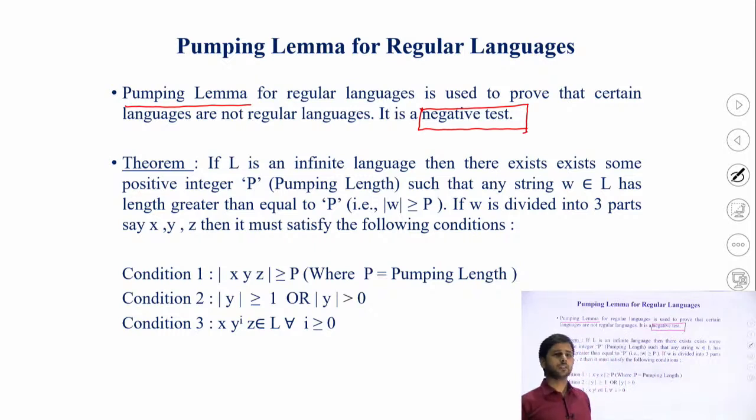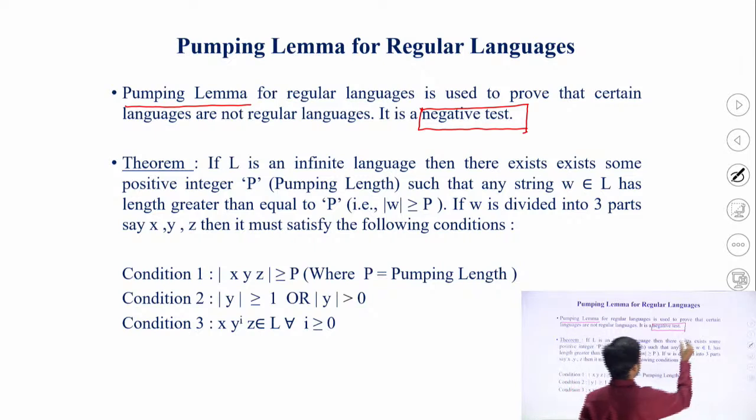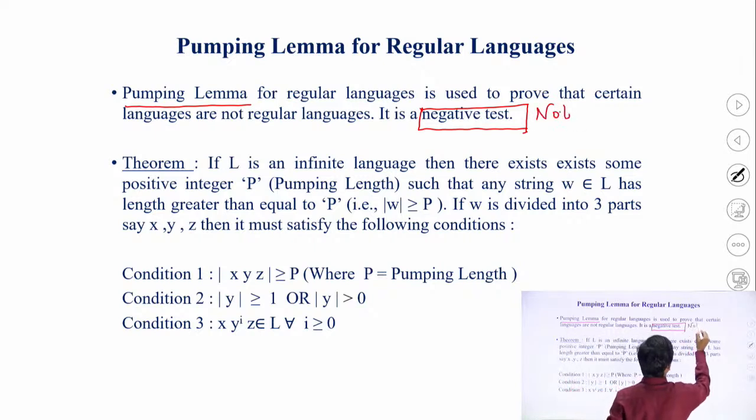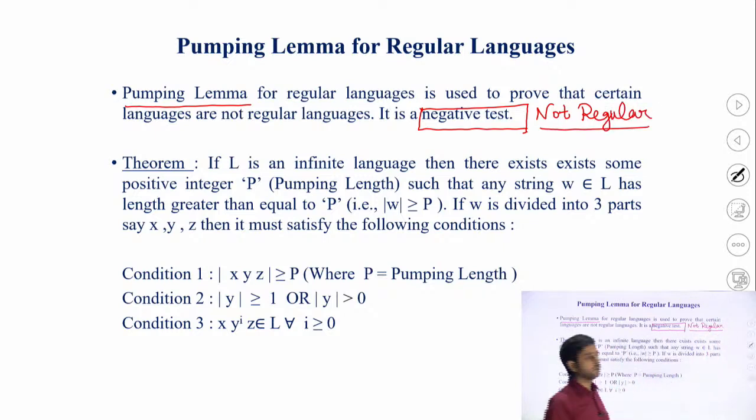We cannot identify whether a language is regular. We identify whether a language is not regular. That's why it is known as a negativity test. We find the opposite of regularity.